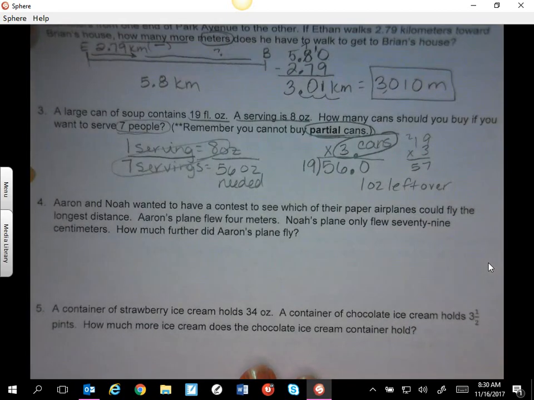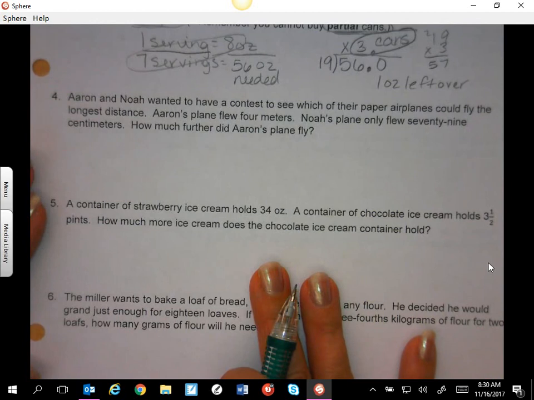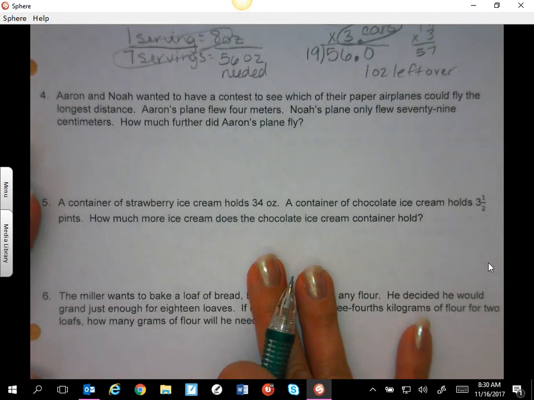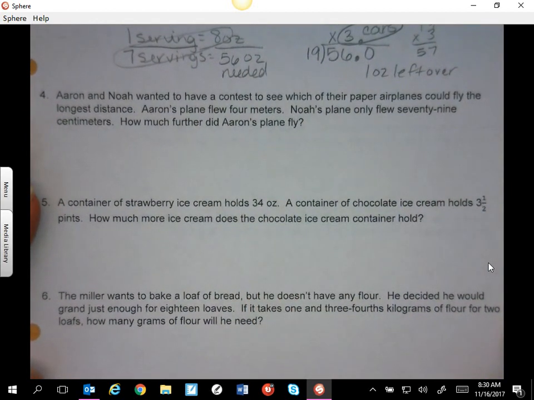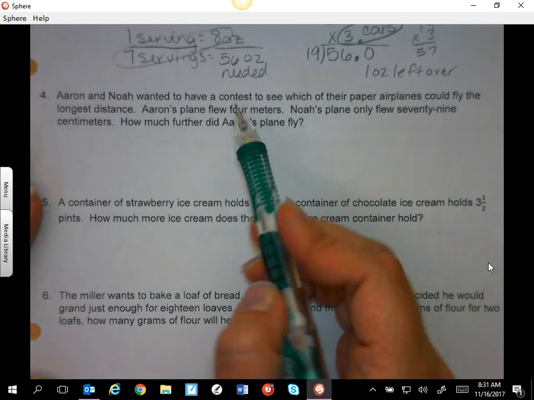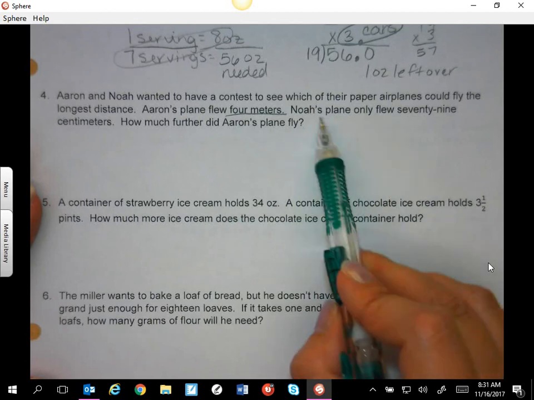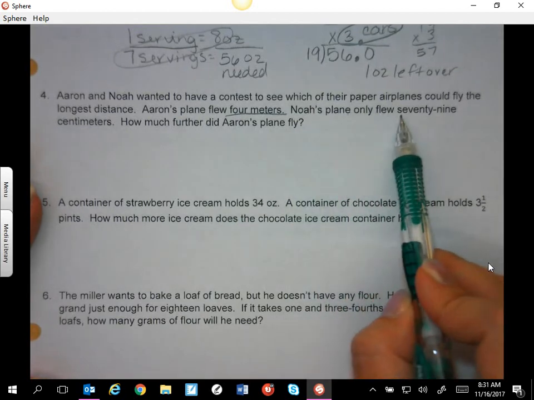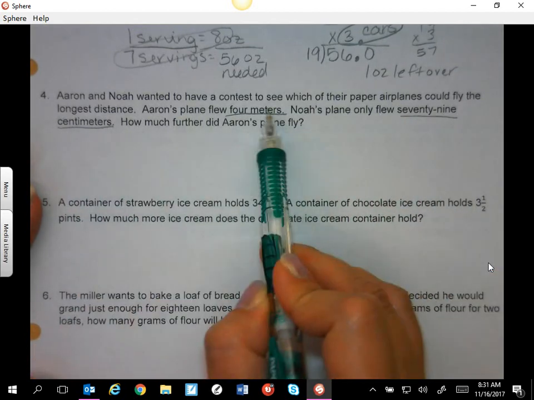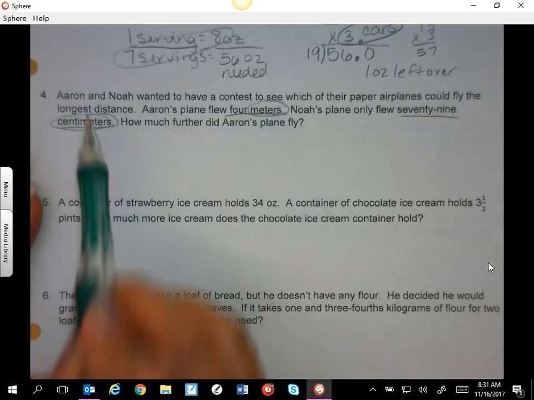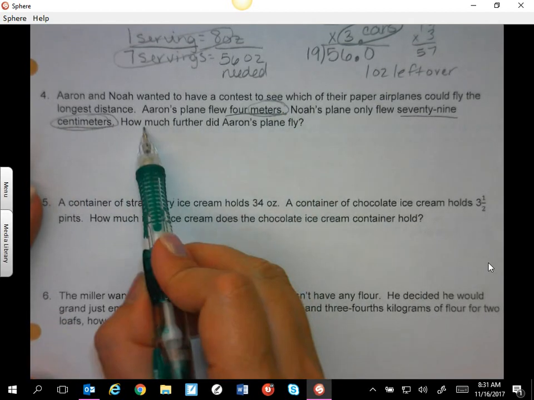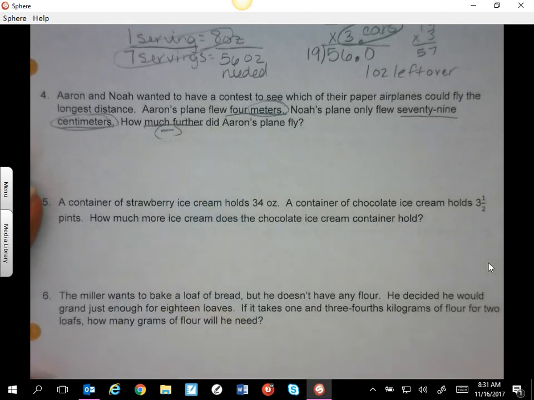Noah and Aaron wanted to have a contest to see which of their paper airplanes could fly the longest distance. Aaron's flew 4 meters. Be careful when they put your numbers as a word. And Noah's plane only flew 79 centimeters. I want you to notice that these units do not match. How much further, so that's a subtraction word, did Aaron's plane fly?